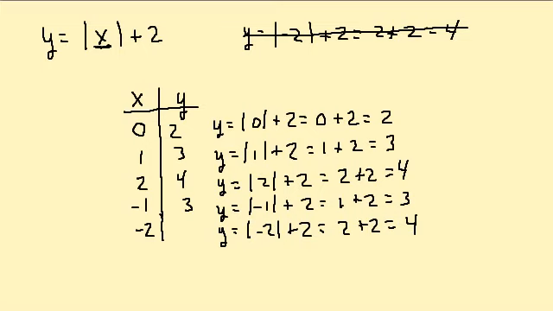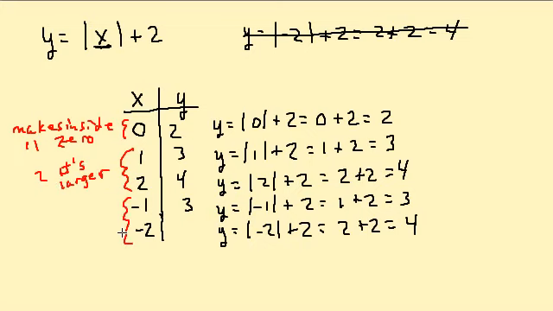Okay, so that's the important thing. The first number makes inside the absolute value 0. That's the first number we pick for x. Then we want two numbers larger than that, and then we want two numbers smaller than that.